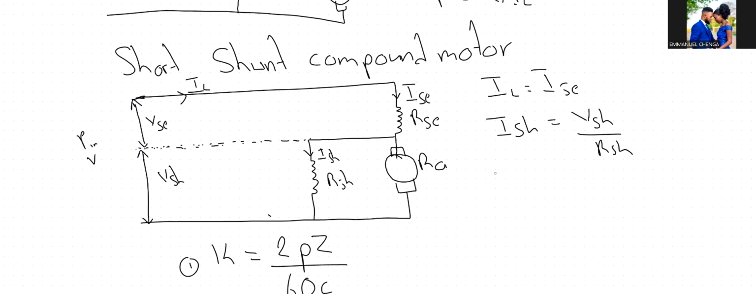If you want to calculate your V total, remember, if I add this voltage and this voltage, they're supposed to give me the supply voltage. So hence we can say V series plus V shunt. So to calculate my VT, it will be V series plus V shunt. All right, okay. So these are some of the formulas that you can use.